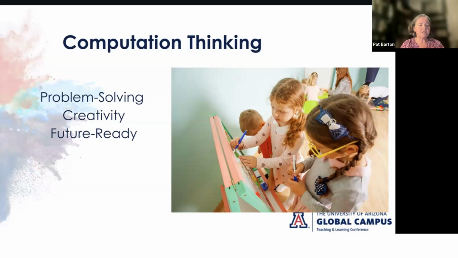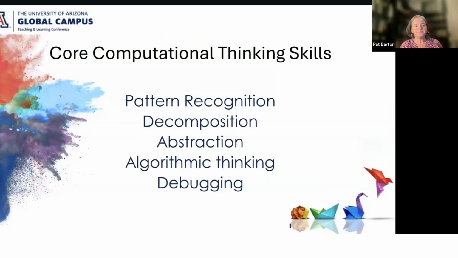So let's look closely at those core skills and how they might appear in your class. Once again, these are the skills we're going to talk about: pattern recognition, decomposition, abstraction, algorithmic thinking, and debugging, just through a different lens than you may already use in your classroom.